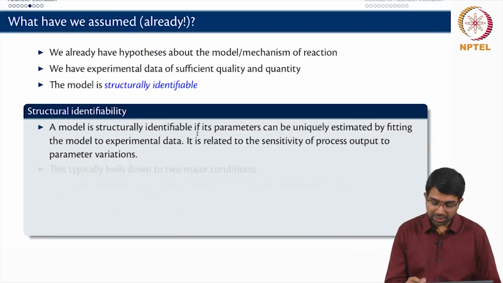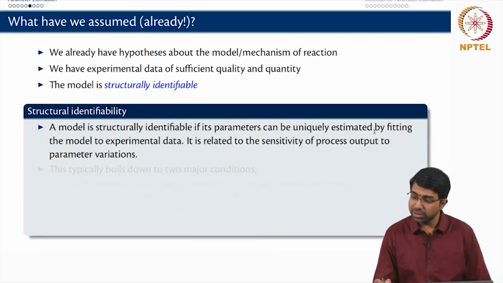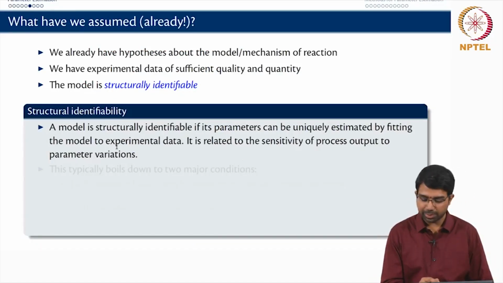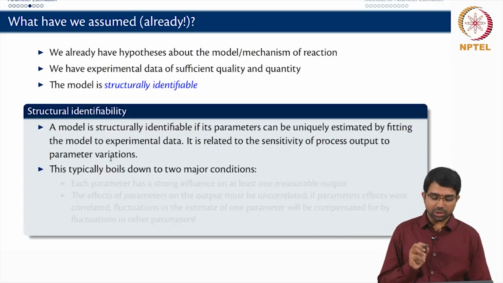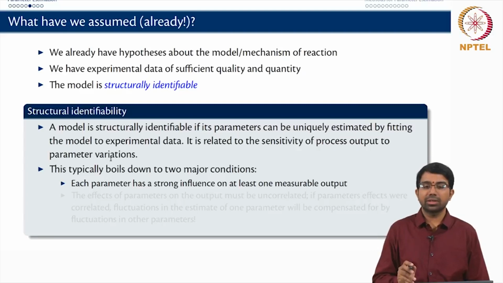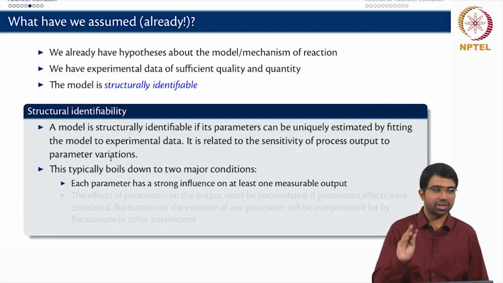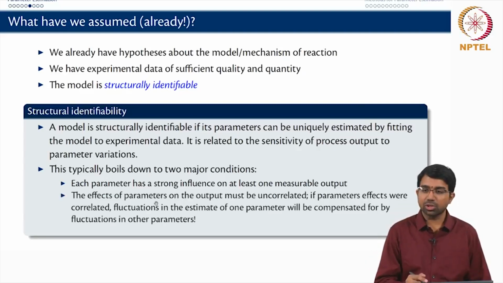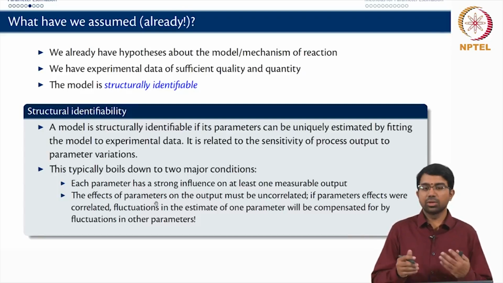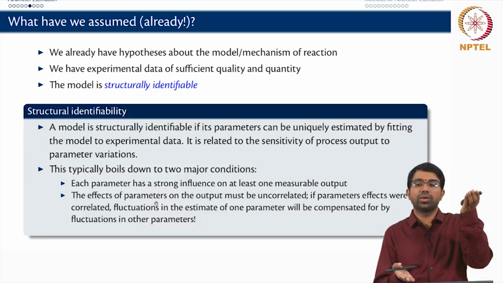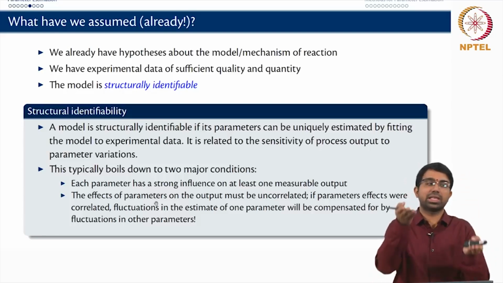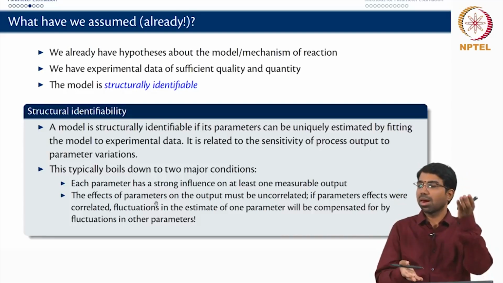So, a model is structurally identifiable if its parameters can be uniquely estimated by fitting the model to experimental data, and this is somewhat related to the sensitivity of the outputs to the parameter variations. Typically it means two things: every parameter at least affects say one concentration, and the effects of parameters should also be uncorrelated. If parameter effects were correlated, high k1 low k2 will give you the same behavior as low k1 high k2, and you can never tell them apart.